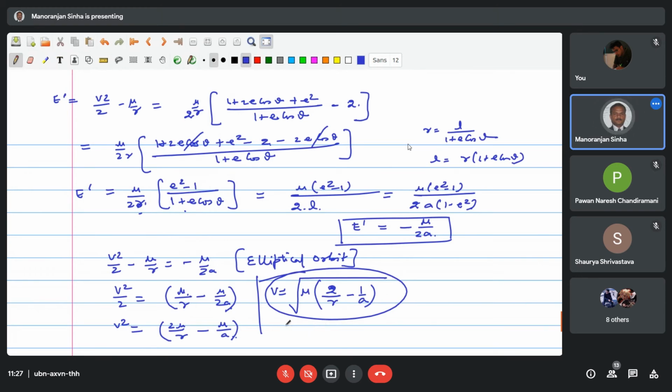This is also called the vis-viva integral. In the case it is hyperbolic orbit, so this minus will be replaced by plus. In the case of parabola, a equal to infinity, so this part goes and only we are left with 2 mu by r. This equation is frequently used in space dynamics for finding the velocity of the particle at different points.